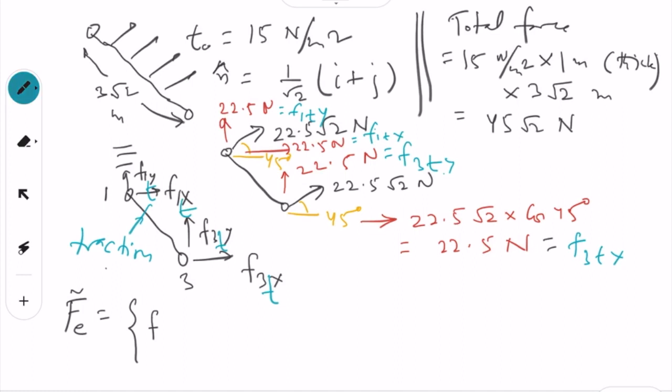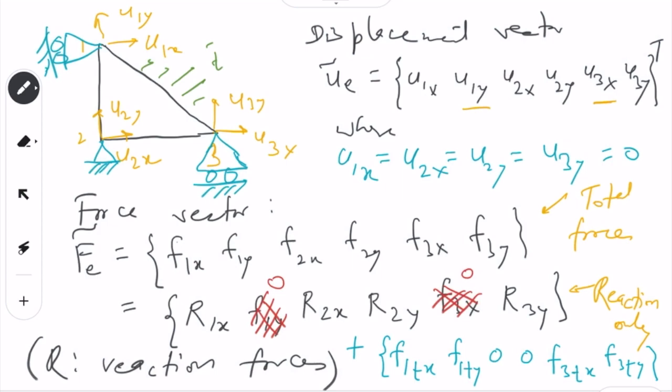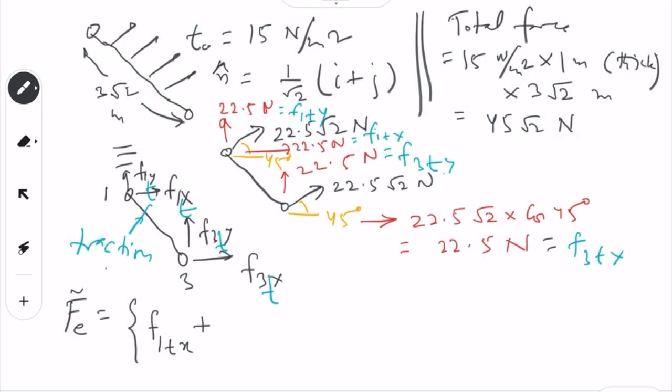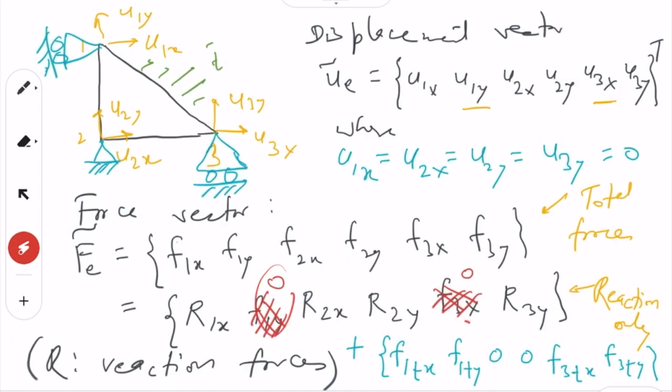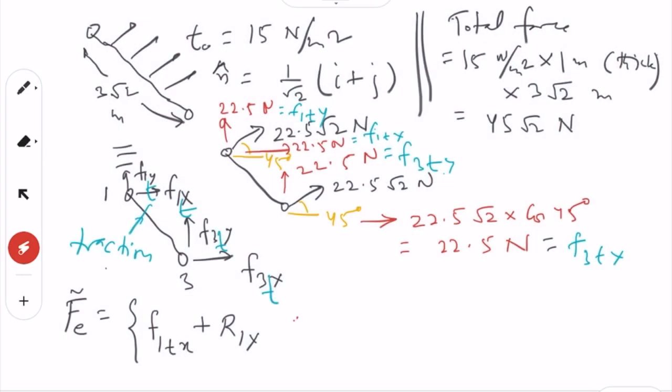Okay, so we are going to write that. F equal to, we have F1Tx plus R1x, plus R1x, then next is this F1Ty only, so use a different color. So F1T, sorry, F1Ty, okay.